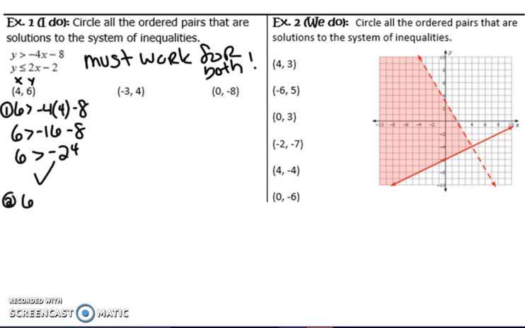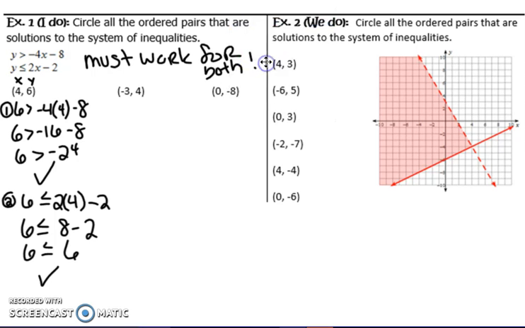I have 6 as my y again, is less than or equal to 2 times 4, my x value, minus 2. I'm going to use algebra. 2 times 4 gives me 8, minus 2 is 6. Well, the question is, is 6 less than or equal to 6? Well, 6 is equal to 6, so yes, this works. This point, and I'm going to highlight it, is a solution to the inequalities.